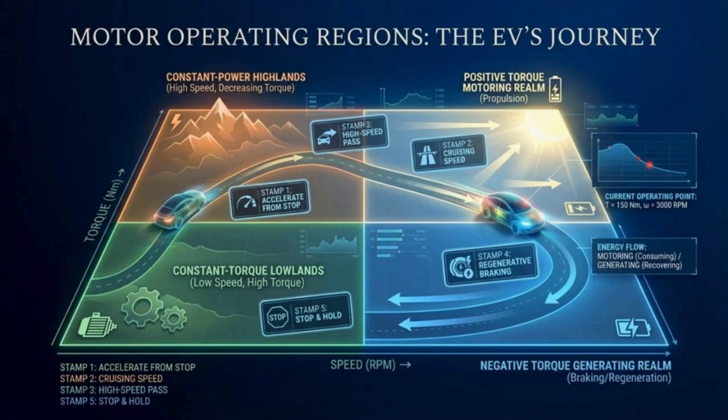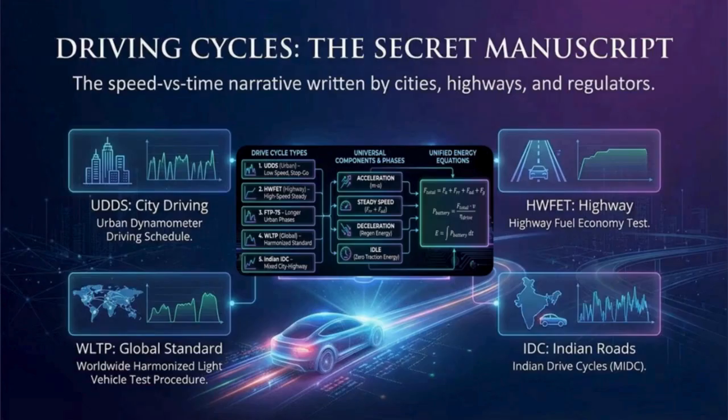As the EV follows the driving cycle, it moves through all four territories. Each transition is like a passport stamp, and the torque speed plane becomes a journey map marked every second of driving. There are different driving cycles like different chapters in the same story. The Urban Dynamometer Driving Schedule, UDDS, represents city driving. It includes frequent stops, low speeds, and many accelerations.